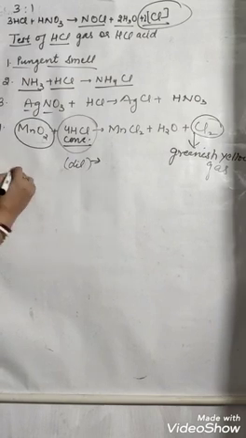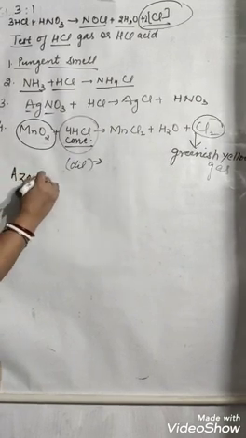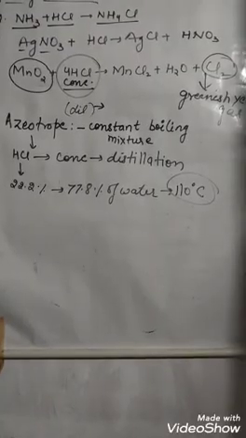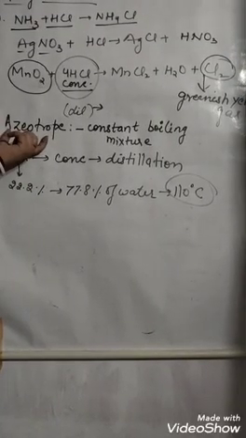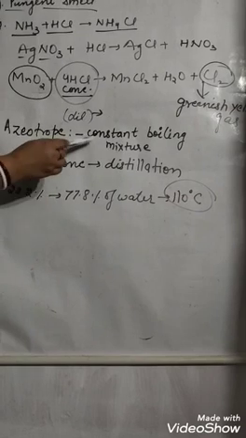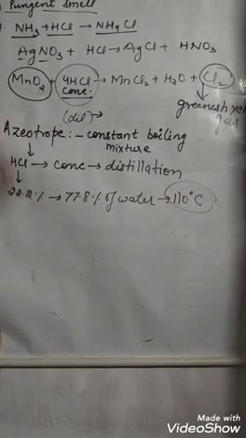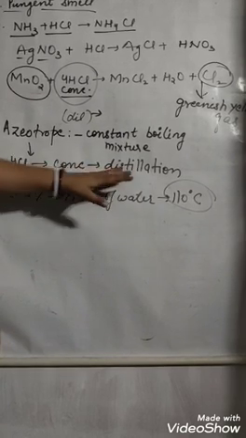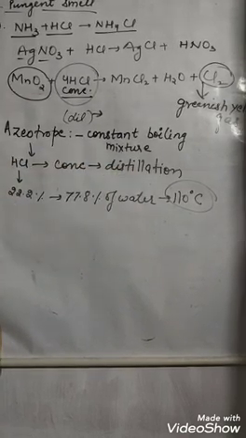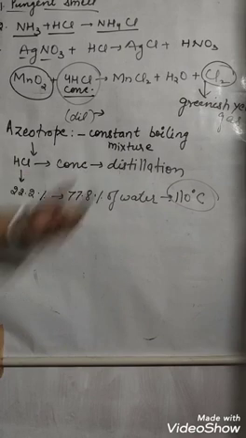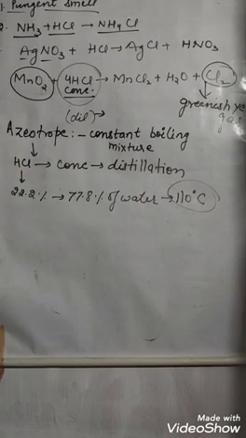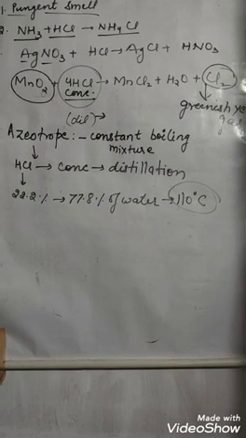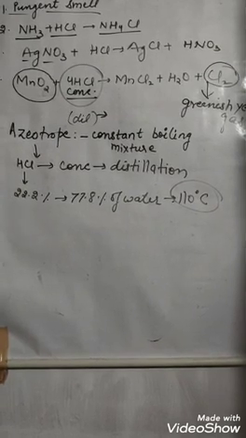One topic is left, a very small topic, azeotrope. Now what is an azeotrope? Azeotrope is a constant boiling mixture. See, what is a constant boiling mixture? HCl can be made concentrated by distillation. Means how can we make concentrated HCl? By distillation. So distillation is what? Heating and then cooling down, right?